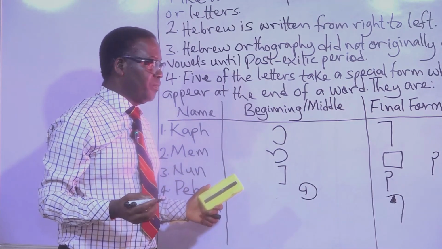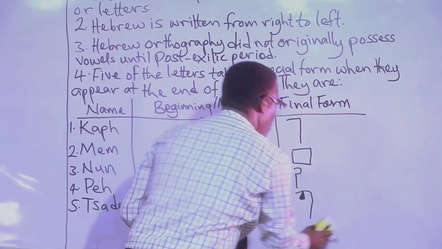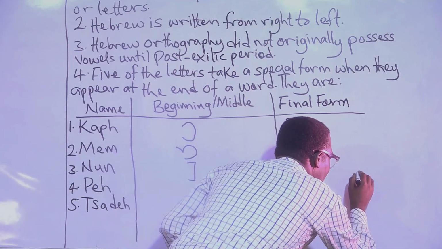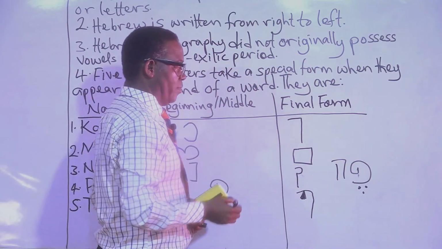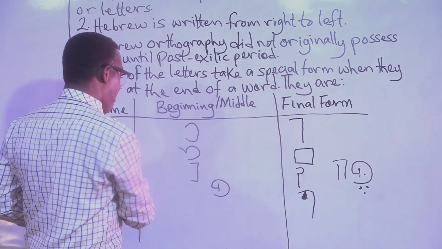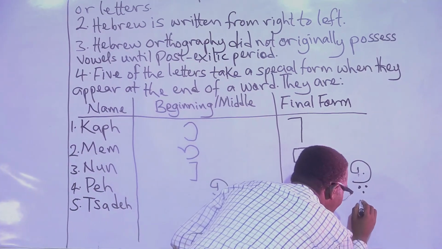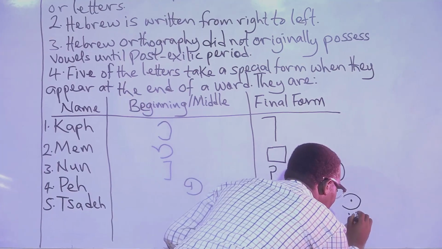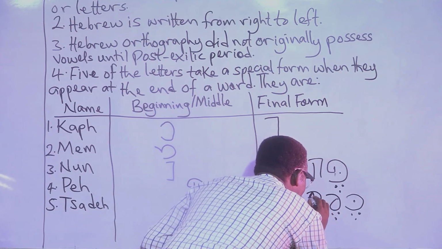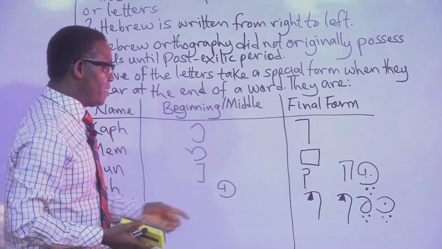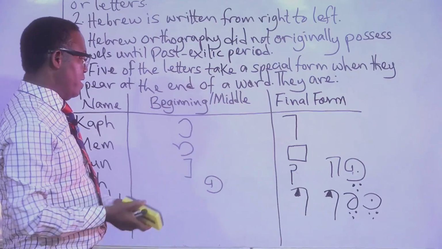So let's look at how it appears in the beginning and middle of a word, and then how it appears at the end of a word. We look at about two words here. Let's take the word pair. Because it's the first letter, it takes the normal form. Another example, in the Hebrew word kesef, we have it as the final form. Here it takes the normal form at the beginning, and here at the end, it takes the final form.